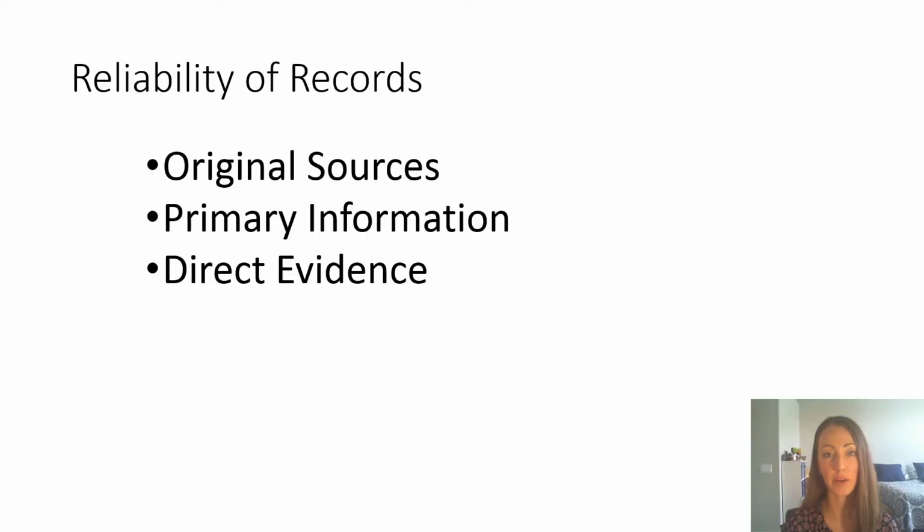Now I'll talk about the reliability of records. There are 3 things you need to look at. The most reliable records will be original sources that were created at the time of the event, or the first source about that event, and primary information, which means that the person who reported the information was an eyewitness, and direct evidence, which means the information answers your research question directly. Let's go over this in more detail.